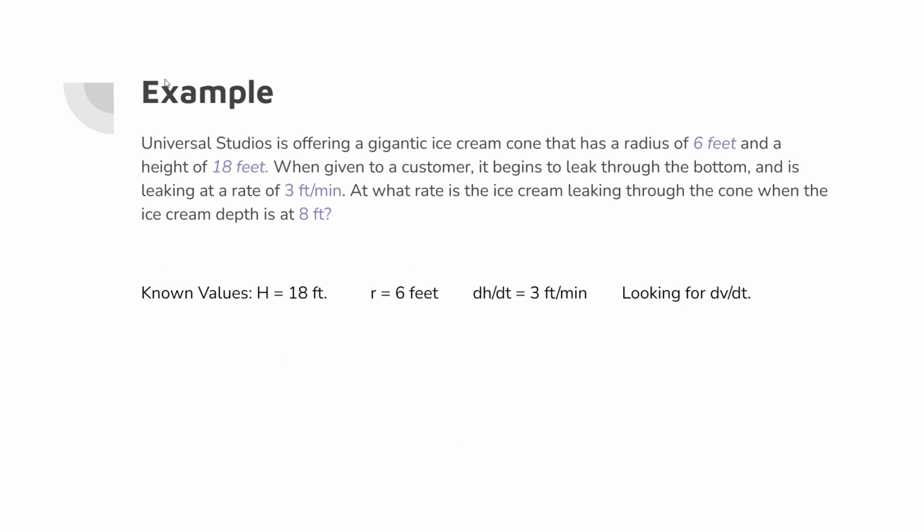So I really like ice cream, and my example is that Universal Studios is offering a gigantic ice cream cone that has a radius of 6 feet and a height of 18 feet. When given to a customer, it begins to leak through the bottom and is leaking at a rate of 3 feet per minute. What rate is the ice cream leaking through the cone when the ice cream depth is at 8 feet? So we have known values of height of 18 feet, radius of 6 feet, the derivative of height with regard to time, which is 3 feet per minute, and we're looking for the derivative of the volume with regard to time.